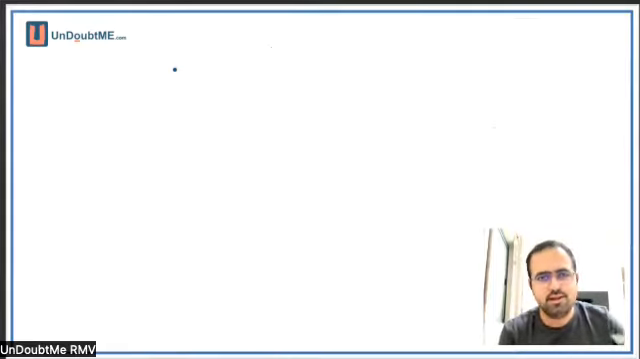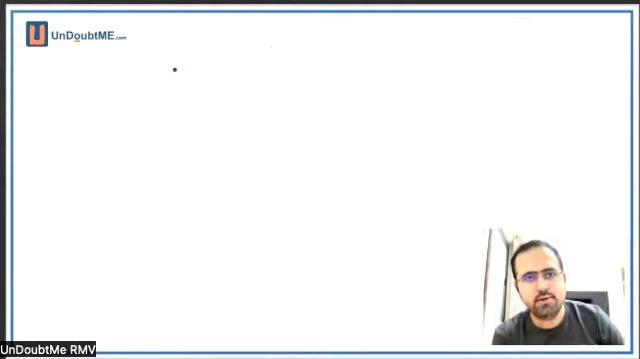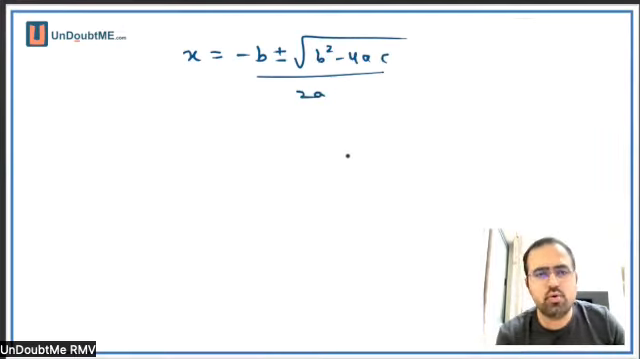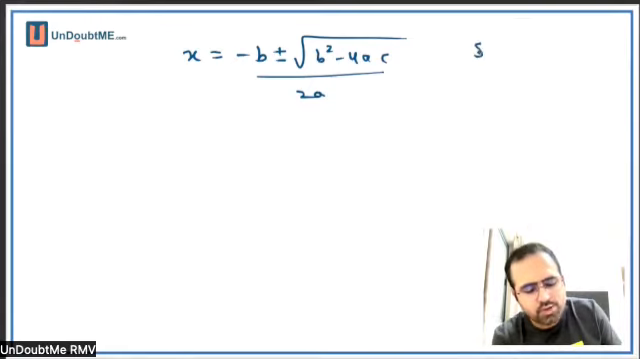So let us understand where the concept of discriminant came into the picture, why it is useful, and why we have to do it. We know that to find the value of x, we have this formula. And in this formula, we have a square root term. And on the square root, there is always a condition that it should always be positive.